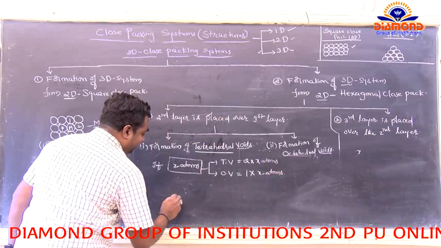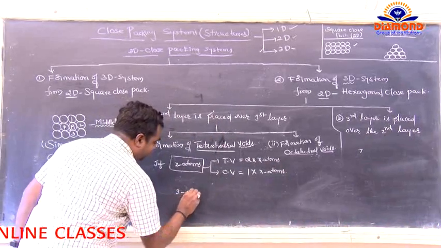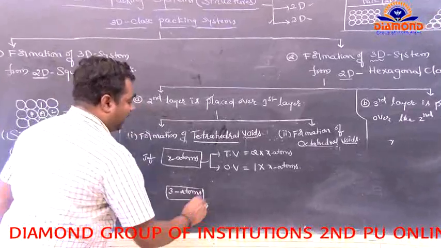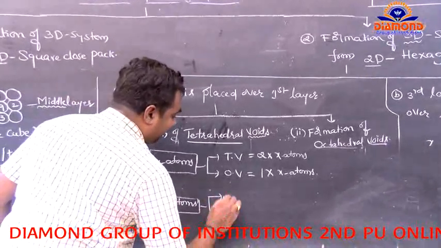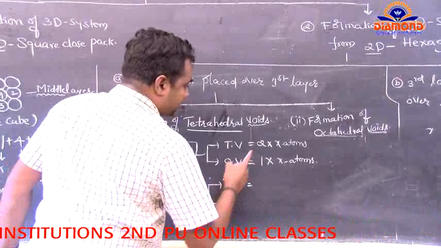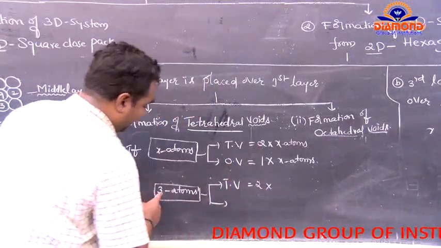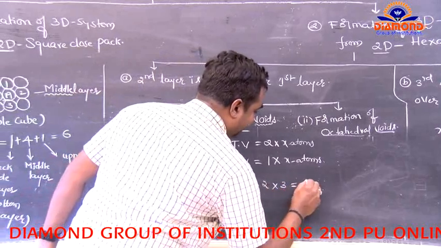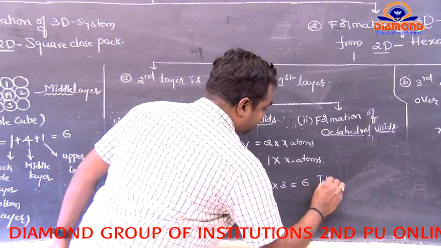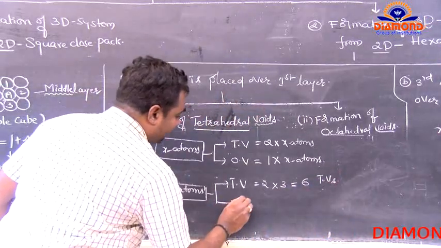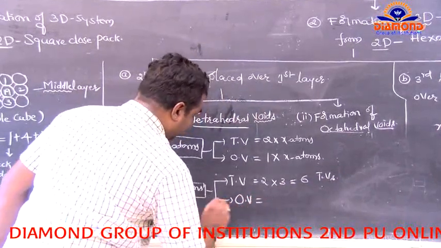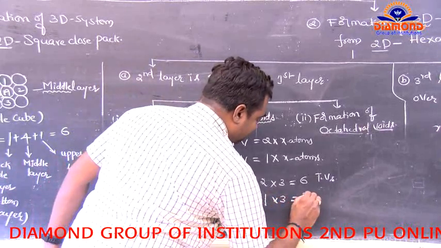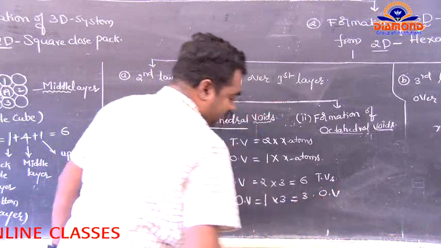Suppose here we consider three atoms. Then how many tetrahedral voids are formed? Here 2 into the number of atoms taken, 3. So 2 into 3 gives 6 tetrahedral voids. And what about the octahedral voids? We get 1 into 3 atoms, which is equal to 3 octahedral voids.